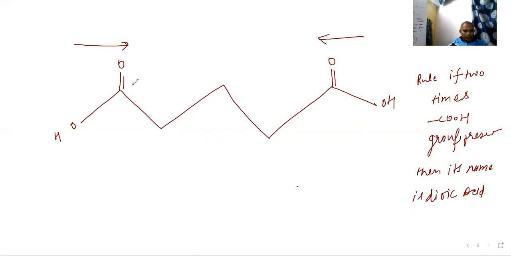Which direction shall we start? Any direction, sir. Great. So any direction means we are starting from here. This is 1, this is 2, this is 3, this is 4, this is going to be 5. Tell me the name.